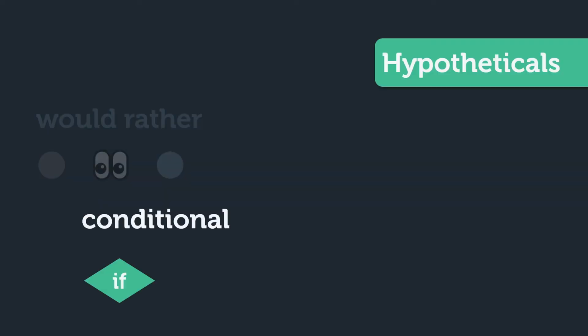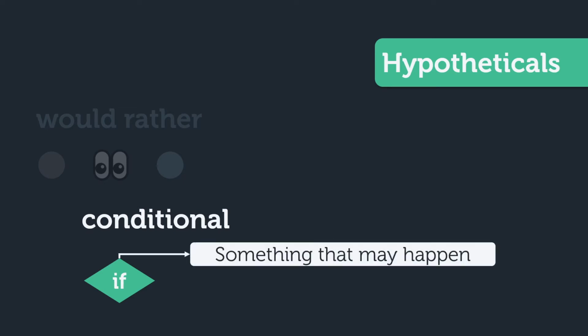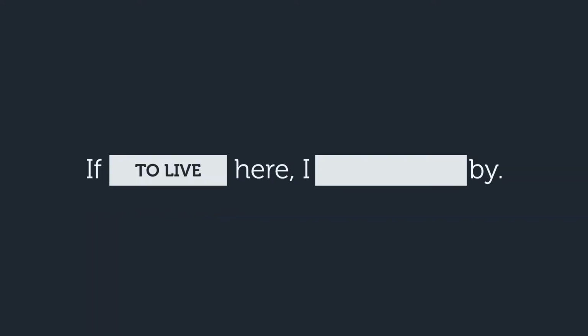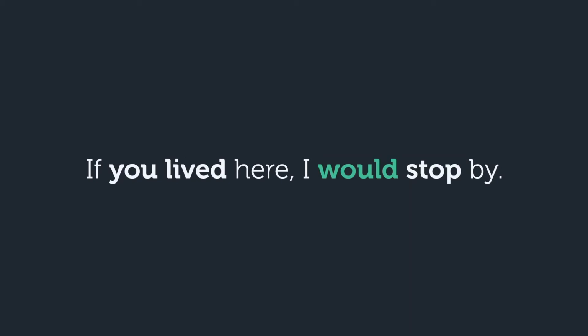Another super common place that would shows up is in conditions with if. This could be a condition that may happen, or one that didn't or won't, and we're imagining the outcome. For example, let's say you live in New York and your friend lives in California. How would you tell your friend that if they moved to New York, you might visit them? If you lived here, I would stop by. This means that I believe it's unlikely that you will live here, but it's still a possibility. If you do move here, then I would stop by.